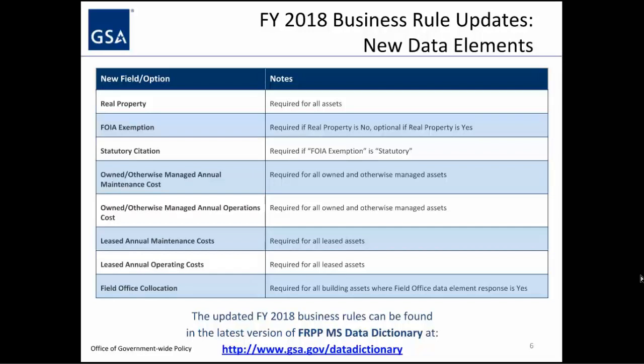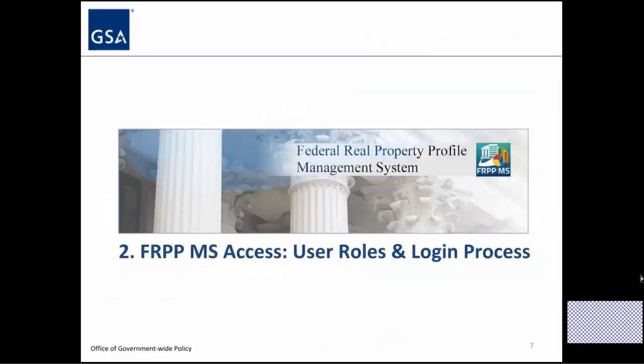And that is it. Again, you can always download a copy of the updated data dictionary from the link provided at the bottom of this slide. You can also find the link on the home page of the FRPP system after you log in. So that's the summary of changes, and with that, I'll turn it back over to Kristen to continue.